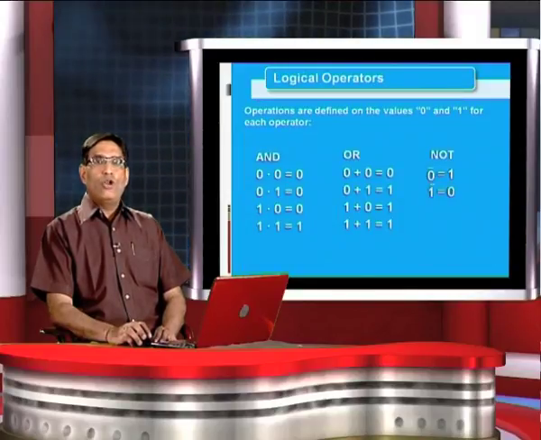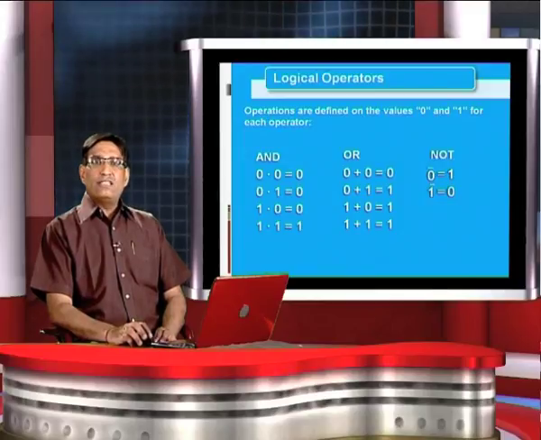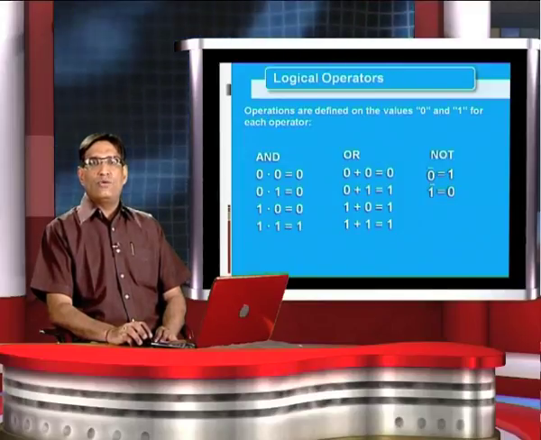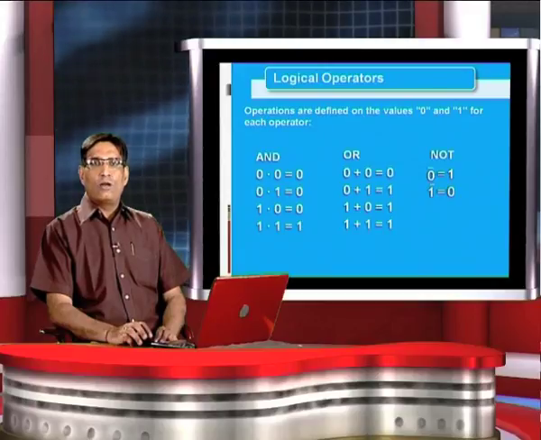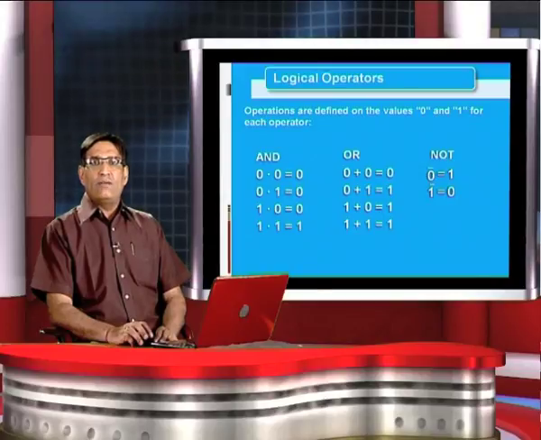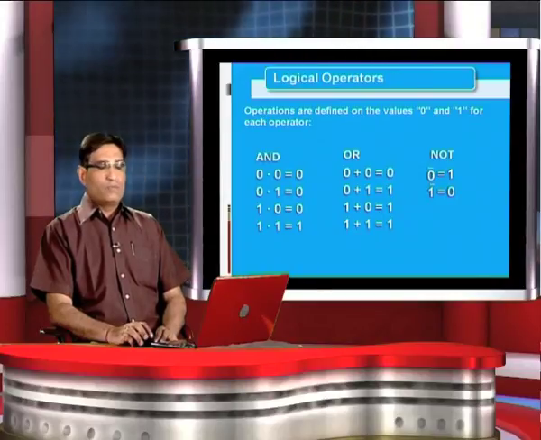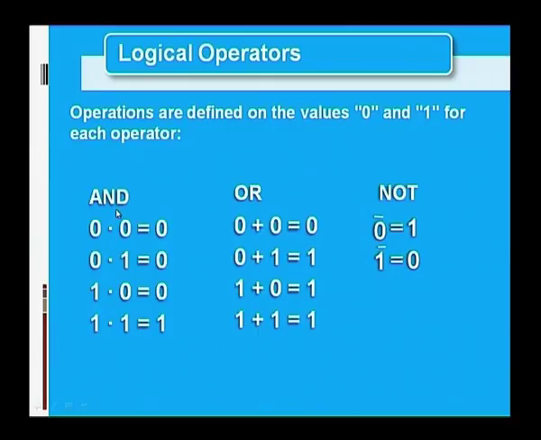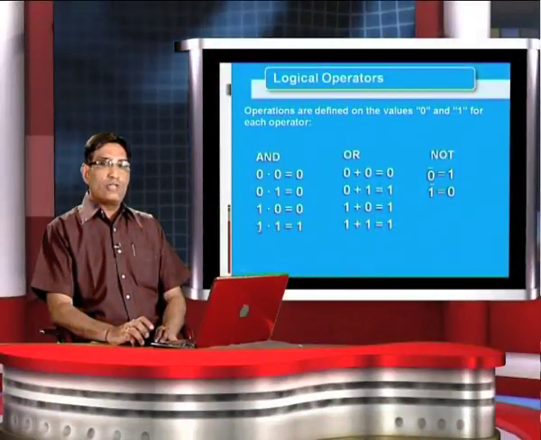Let us move to logical operators. Since we have defined three logic values, one is AND, second is OR, third is NOT, let us define their operations over the binary variables 0 and 1. In AND operation, this is the AND operator dot, so 0 dot 0 is 0, 0 dot 1 is 0, 1 dot 0 is 0, and 1 dot 1 is 1. That means the output will be 1 if and only if both the inputs are 1.